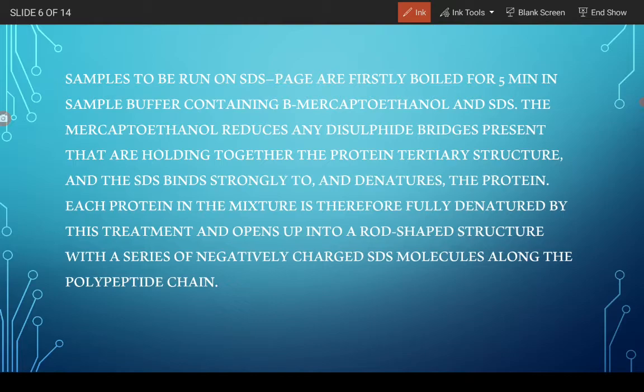disulfide bridges within the molecule and denatures it, right? While the SDS molecules bind strongly to the protein, denature it, and provide a negative charge to all of the protein, right? So the protein becomes a rod-like structure, and SDS binds to all parts, right? These are SDS, negatively charged molecules. So this is the protein. Something like this happens after the denaturation of protein.